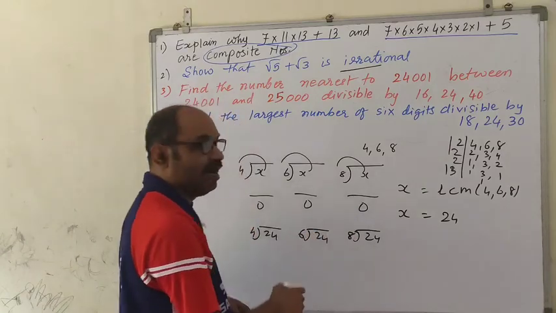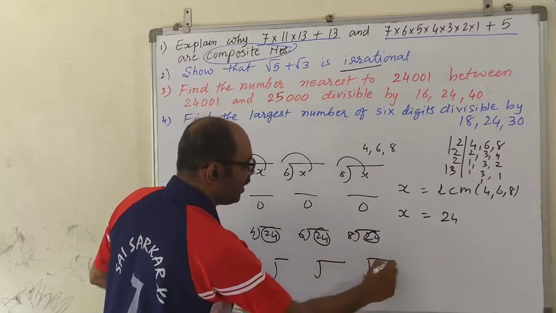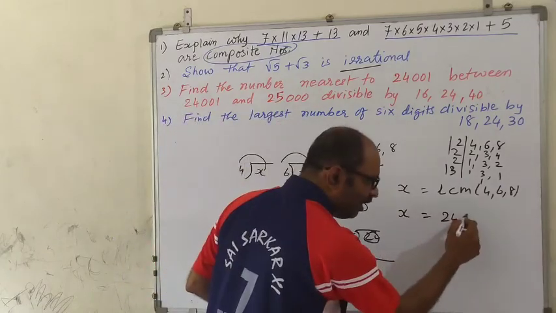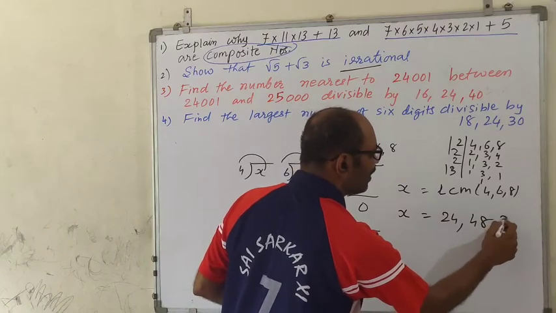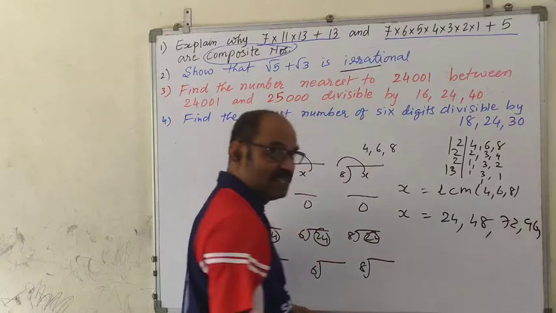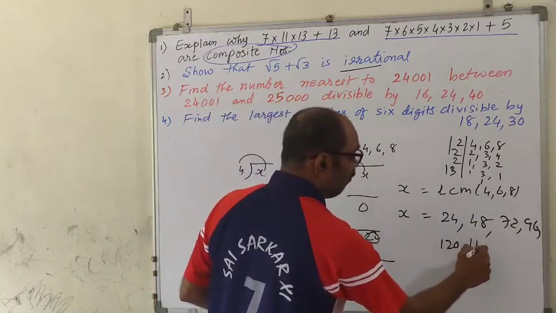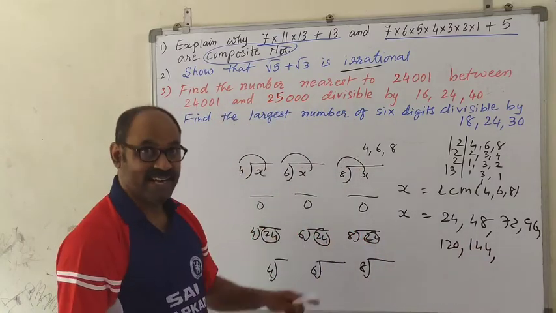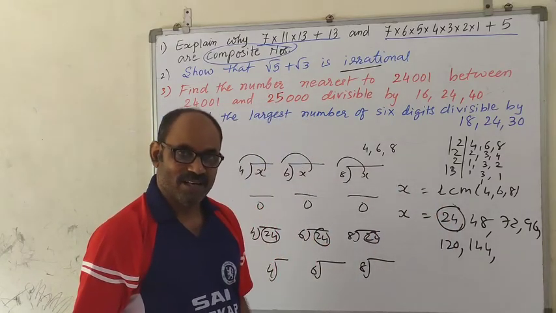Is there any other number other than 24 which is divisible by 6, 4 and 8? Yes. The next multiple, 48, is divisible. The next multiple, 72. That is divisible. After that 96. Yes, divisible. After 96, 120. Yes, after that 144. So you have infinite numbers which are exactly divisible by 4, 6 and 8. But which is the least one? LCM, least common multiple. Alright.